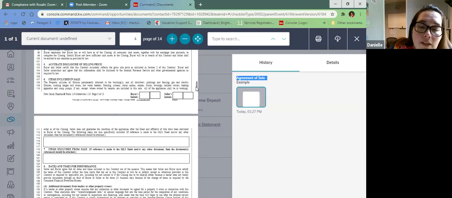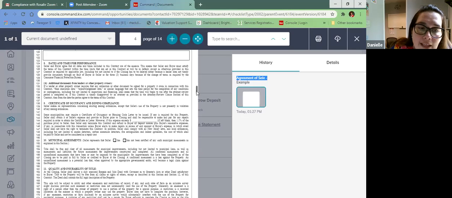Is it okay to just add the MLS sheet, because the MLS sheet has everything? It checks all the appliances, and it also lists commission, because I've seen a couple times where the listing agent has gone back and tried to change commission.